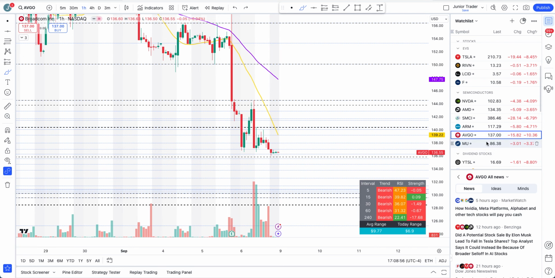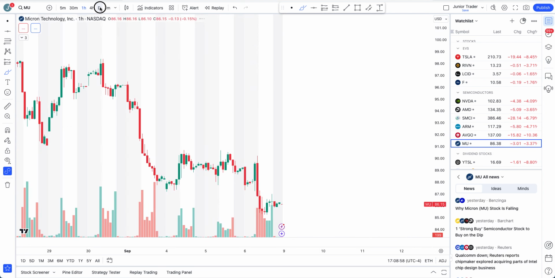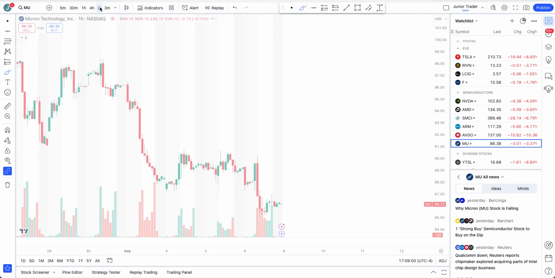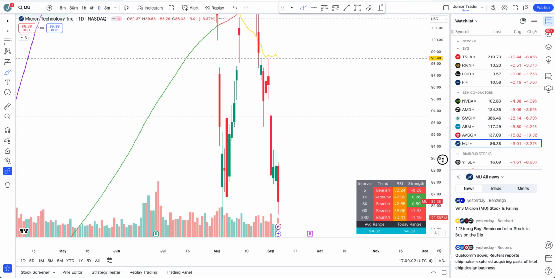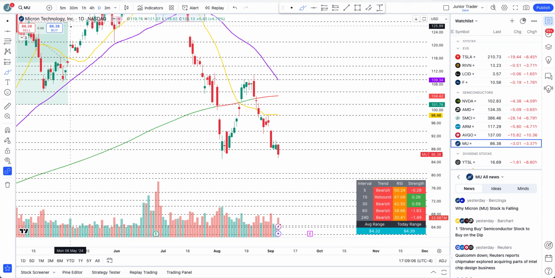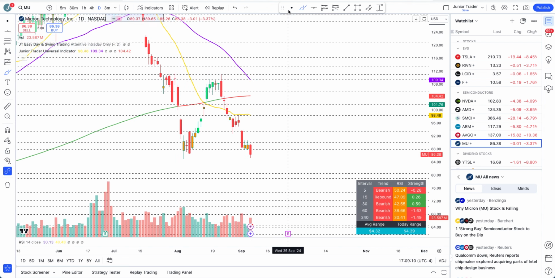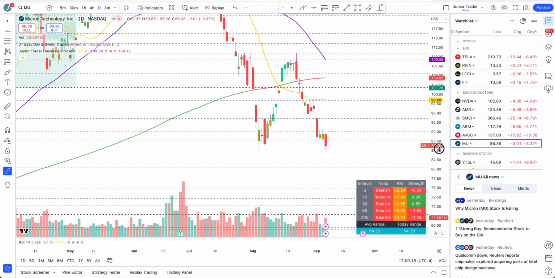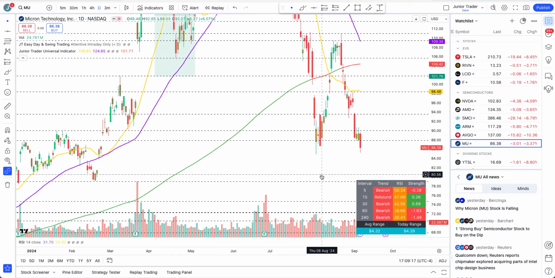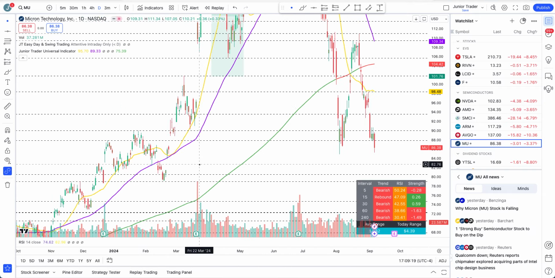All right, let's take a look at Micron and we'll wrap it up with that. Let's go to the daily interval. We are just breaking another structure, guys. So we are still technically full on bearish and we have lost this level as well, $87. The next level down is $80 actually. So not looking good right now.